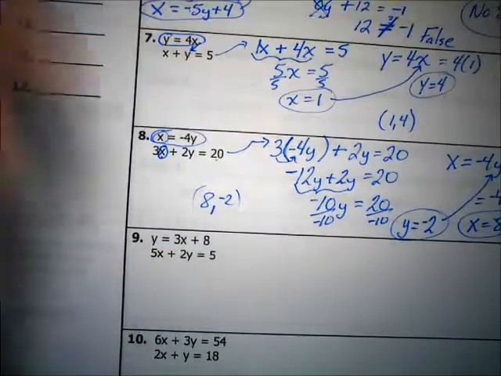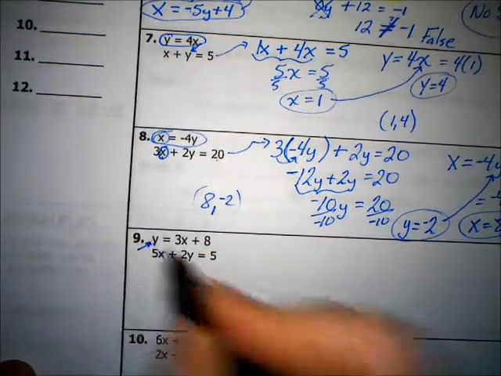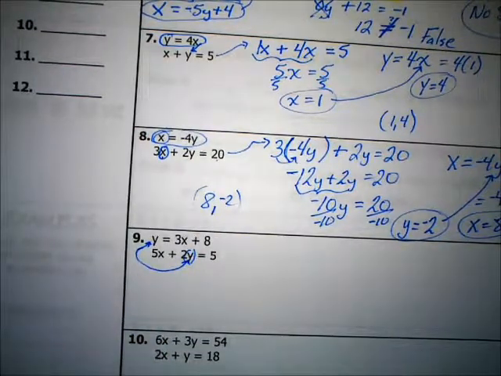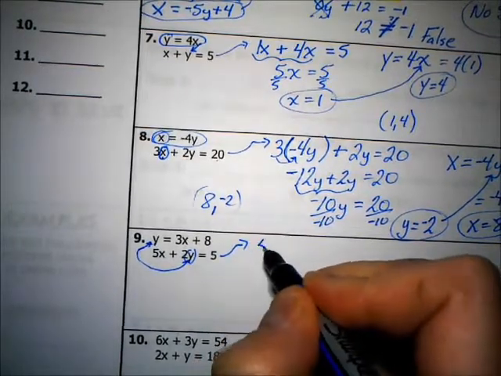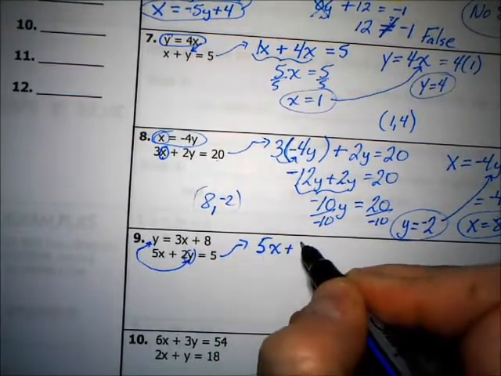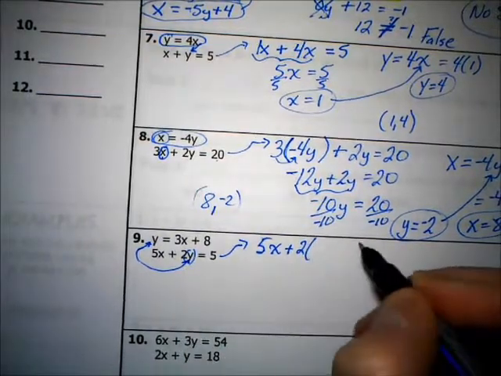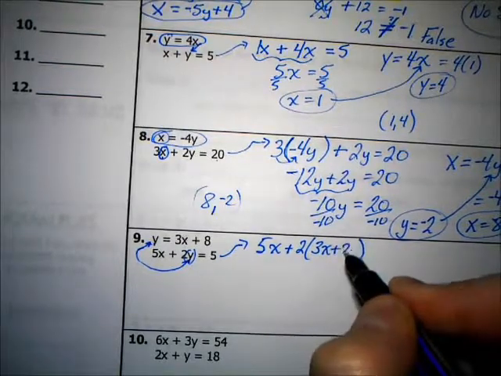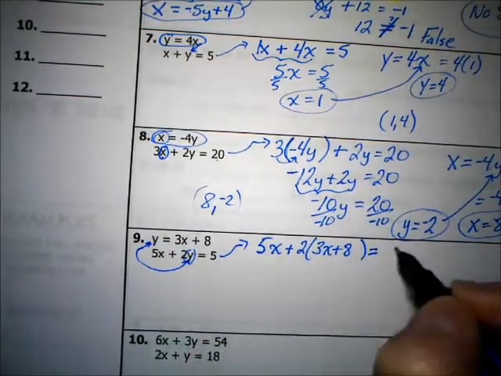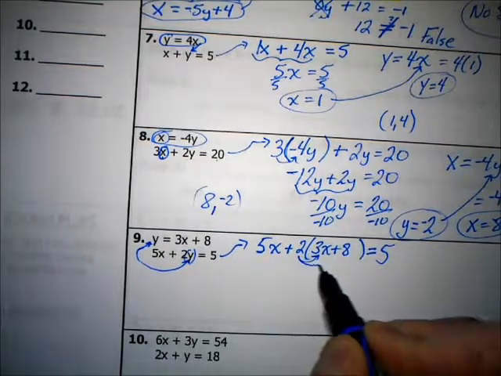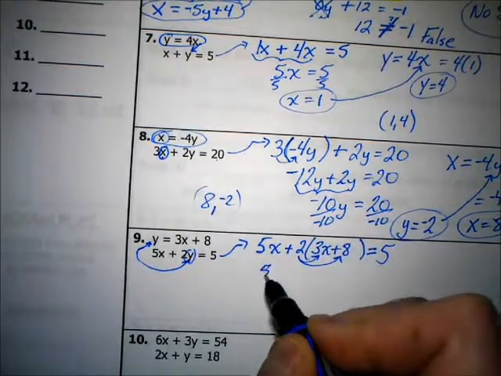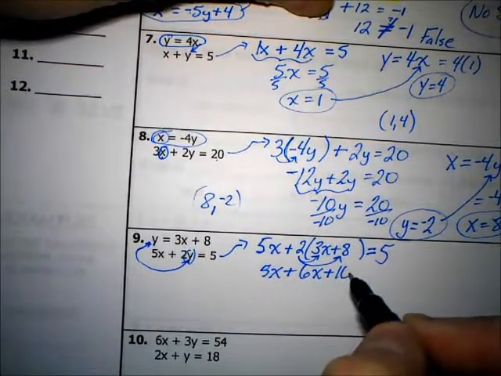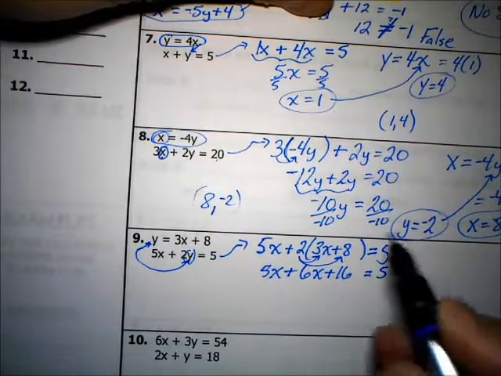Alright, number 9. Look at that first equation. It's solved for y. So that means it's going to go right there in that second slot. Rewriting this will be 5x plus 2. And now here's my parentheses. I'm going to insert the first equation. And it has to equal 5. We're going to distribute. It gives you 5x plus 6x plus 16 is equal to 5.